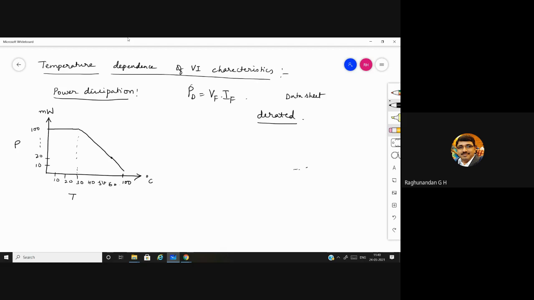So this is the derating graph. We call it the derating graph. It shows you how the power is reduced with increase in temperature.